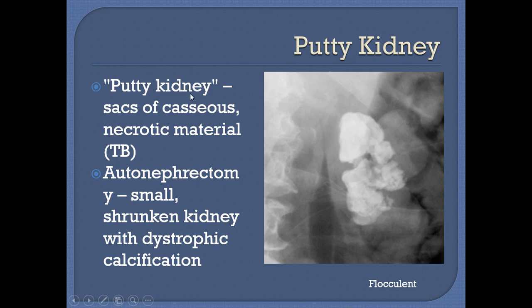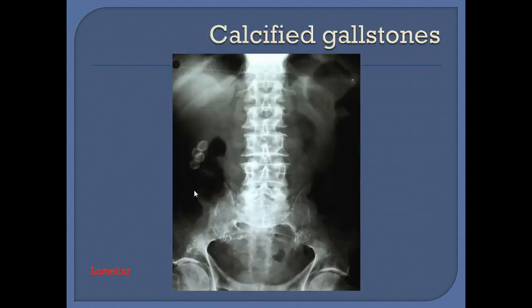Putty kidney is this thing, calcified kidney. It is pathognomonic for tuberculosis, and basically there is necrotic material which causes autonephrectomy, and the kidney is shrunken, small, with dystrophic calcification. Then you can see the calcified gallstones in the right upper quadrant.